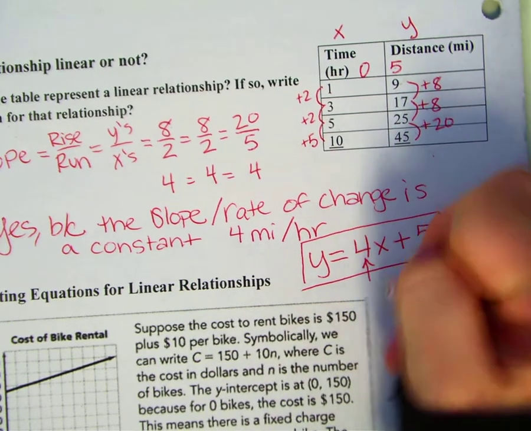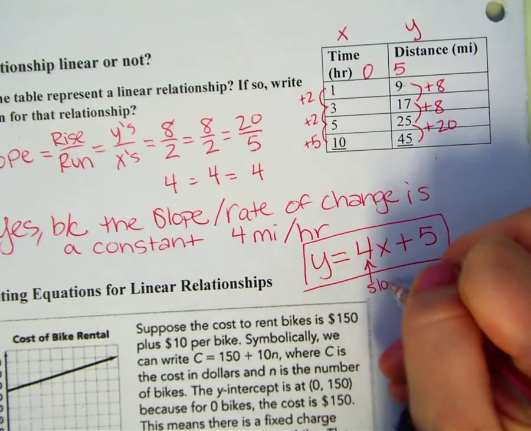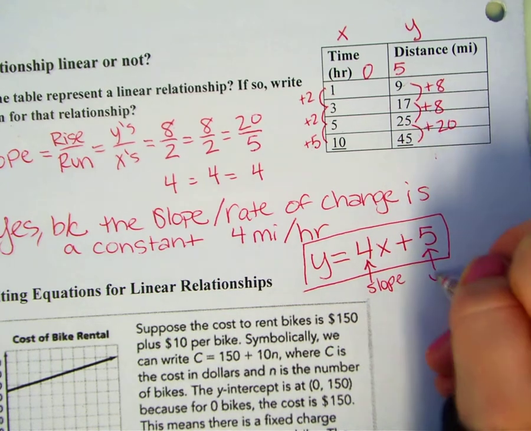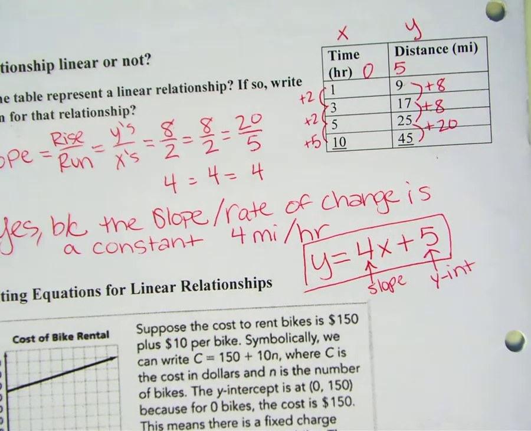Again, the number with the x, that is my slope. The other number is my y-intercept or my starting amount. All right, and that's it for your 4.3 notes.